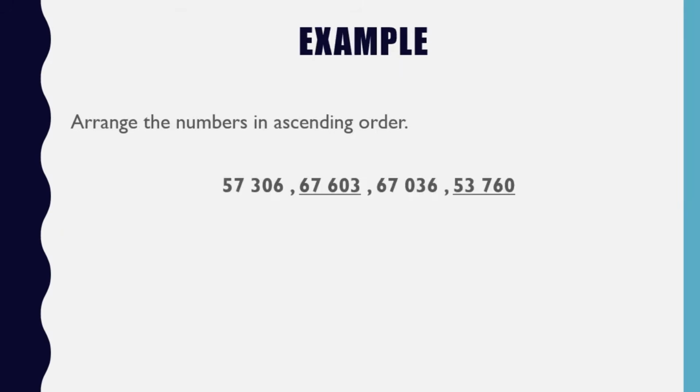Let's have a look at an example here. Arrange the numbers in ascending order. We are given 4 numbers. First, we identify the smallest and the largest numbers. You can see the underlined numbers. In these two numbers, 53,760 is the smallest number and 67,603 is the largest number.